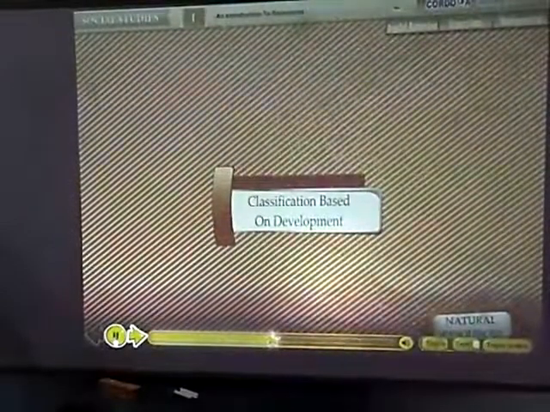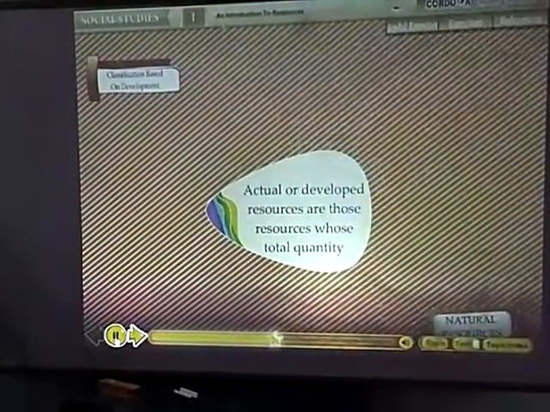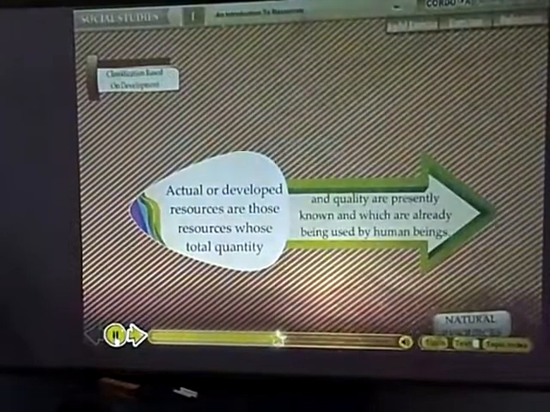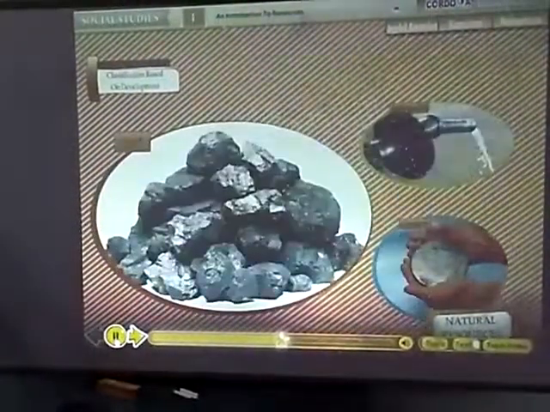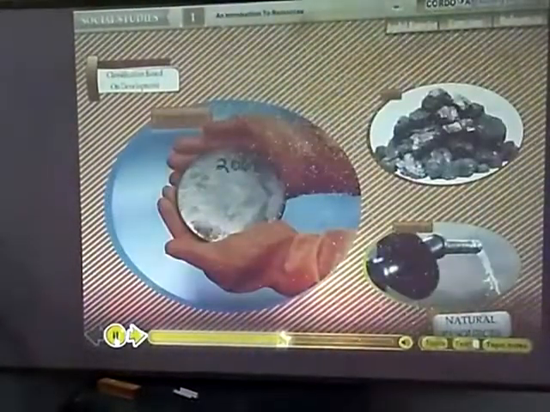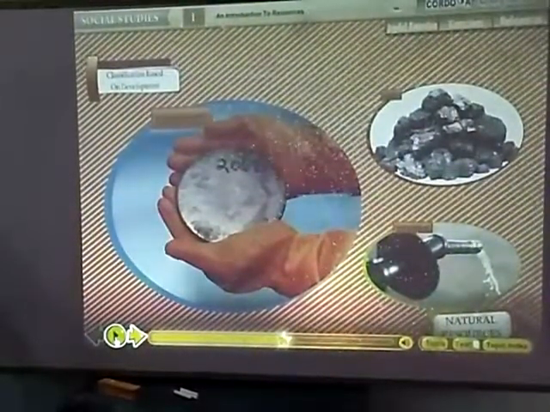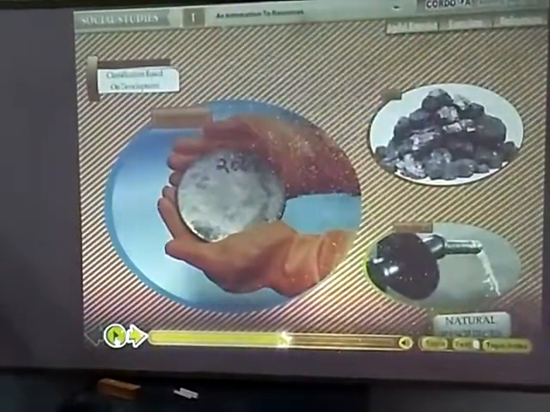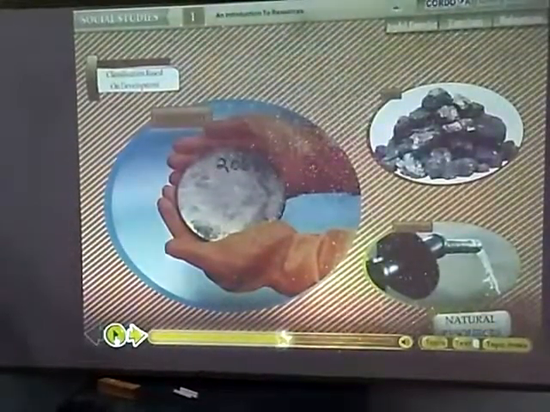Classification based on development. Actual or developed resources are those resources whose total quantity and quality are presently known and which are already being used by human beings. Resources like gold, petroleum and uranium come in this category. On the basis of development, we can classify resources into two types: actual resources and potential resources.